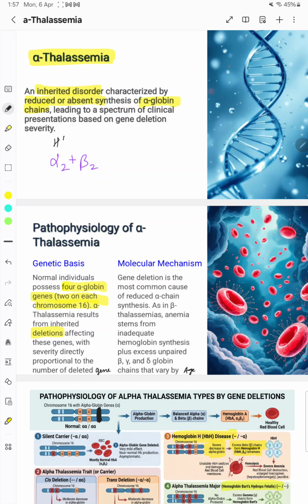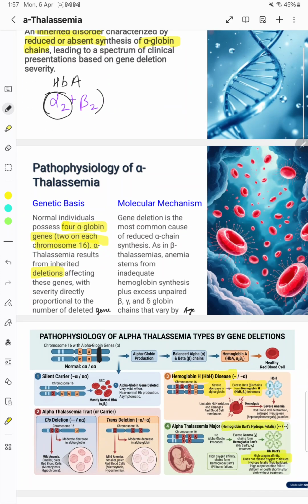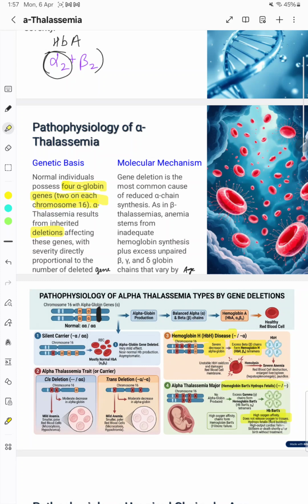Normally, in adult hemoglobin HbA, there are 2 alpha chains and 2 beta chains. In alpha thalassemia, there is absent or reduced synthesis of these alpha chains. So, what is the pathophysiology behind alpha thalassemia?